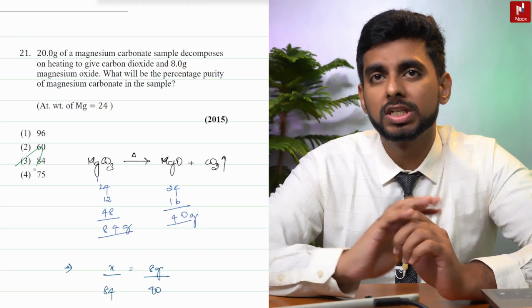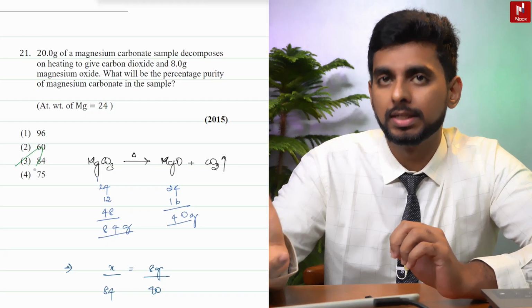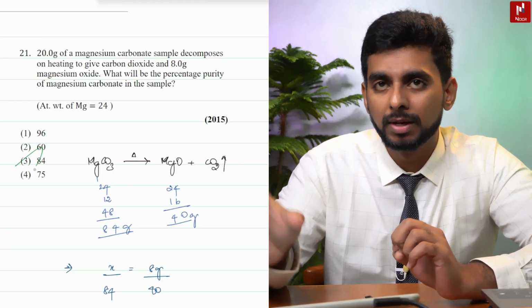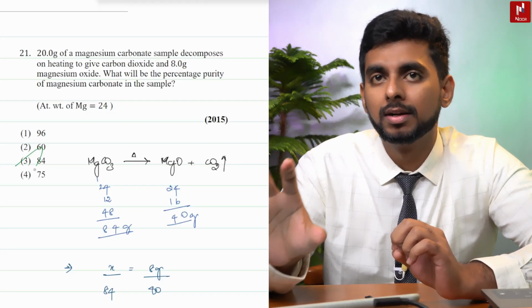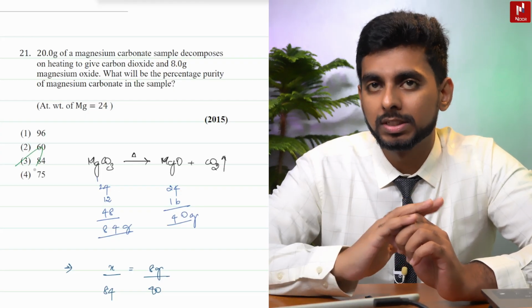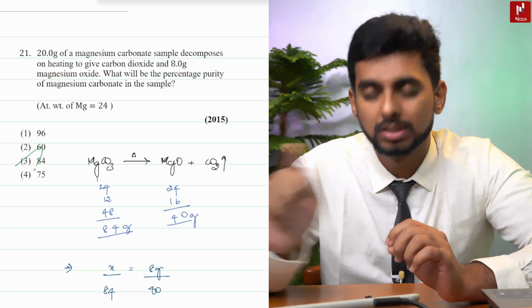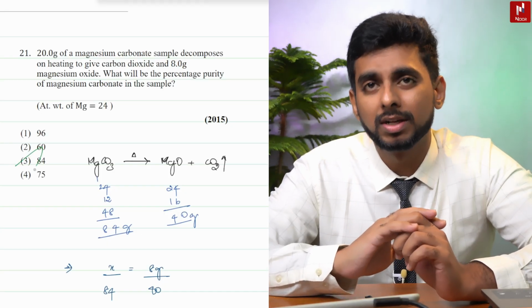So to get the percentage of purity, first I need to know how much pure magnesium carbonate is present. If I know that one, I'll be able to put it in the numerator. Same way in the denominator, I'll just put the sample that they have given in the question, multiplied by 100. That will give you the percentage of purity, right? So that's the logic that you need to know. Let's move to the next one.